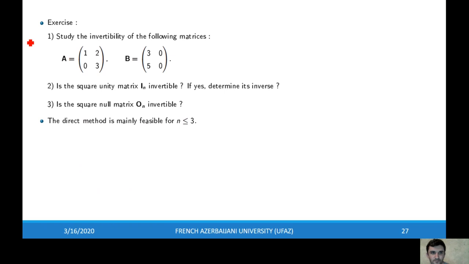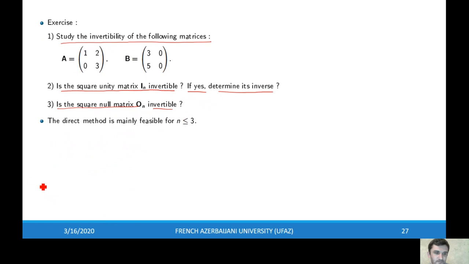Let's look at this exercise. Study the invertibility of the following matrices. Is the square unit matrix I_N invertible? If yes, determine its inverse. Is the square null matrix invertible or not? Okay, let's look at the first one.